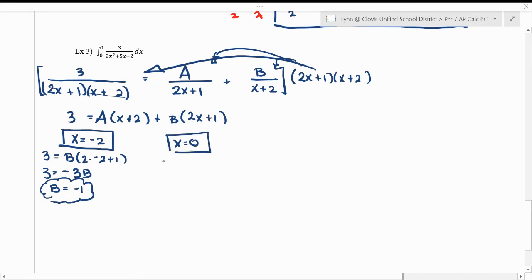So replace x with 0, so I'd have 3 equals, and then 0 plus 2 is 2. And then this would be 2 times 0 plus 1, which is 1, so plus b. And then I also know b is -1, so let's use that. So that would be -1. Add the 1 over and divide by 2.